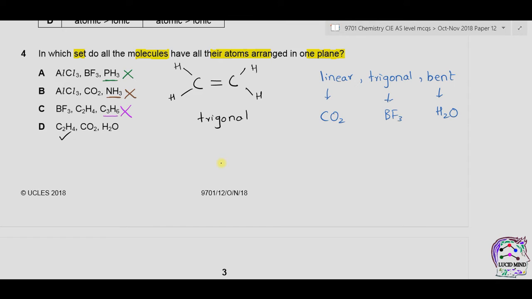In CO2, we have carbon that makes double covalent bond with both oxygen atoms. Now the structure is linear as it is straight, and all 3 atoms are present in one single plane. Similarly, in H2O, we have oxygen that is bonded to 2 hydrogen atoms and 2 lone pairs are also present. The structure is bent structure, and all these 3 atoms are present in one single plane. Correct answer is therefore D.